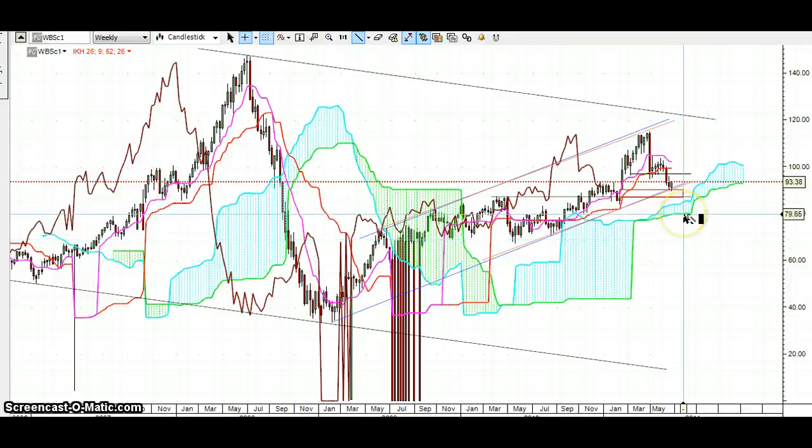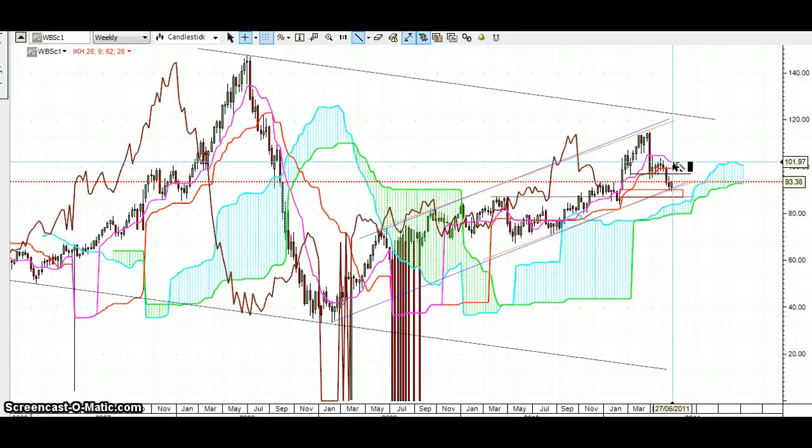Now I've also put the Ichimoku up on this one. Ichimoku just gives you the 50% of different levels. So if we're looking at the last 9 candles, we're looking up at 101.97 as being the midpoint. But if we're looking at the last 26 candles, so for the last month, 99.28 is the midpoint there.